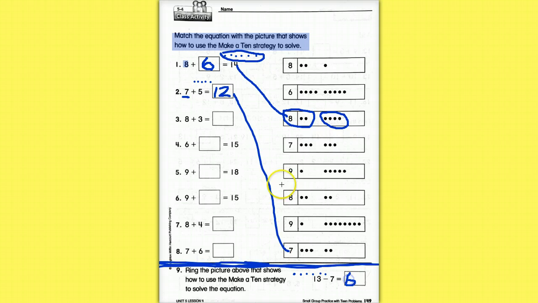So I'm looking for something up here that matches this equation down here. And when it says ring the picture, I want you to just draw a big circle around which one matches. Now, it might not be that one. It's not that one. I'll just tell you that. Okay, so I'm going to let you figure that one out. Again, go ahead and pause the video while you circle, and then I want you to turn the page to the back of this page.